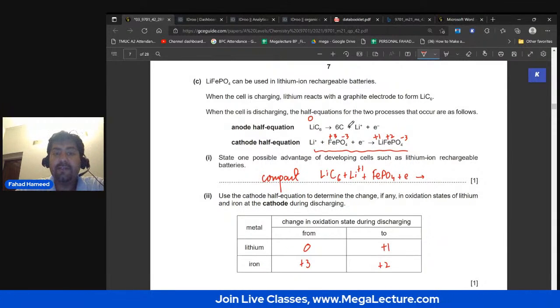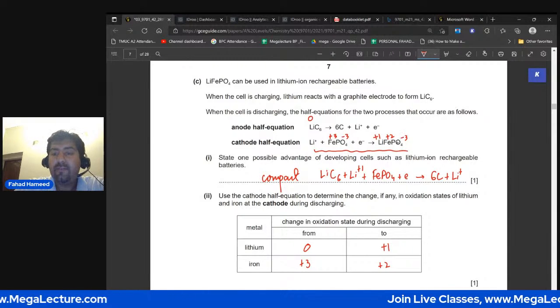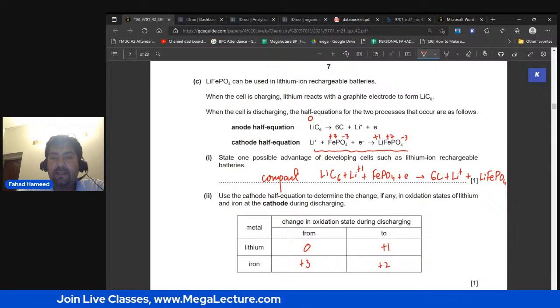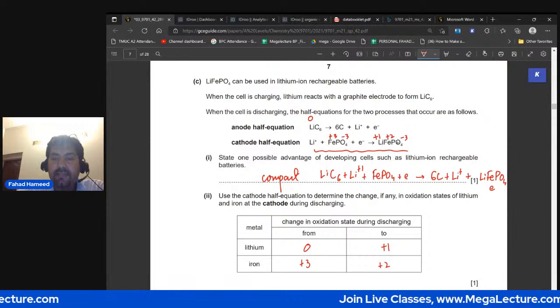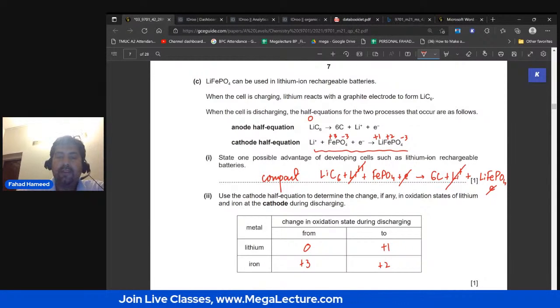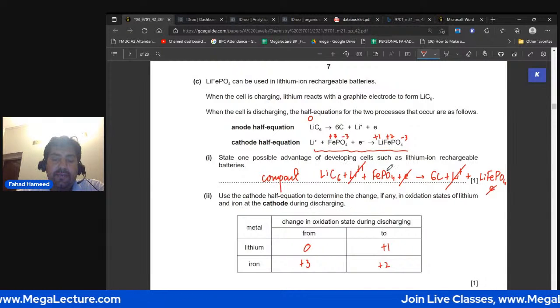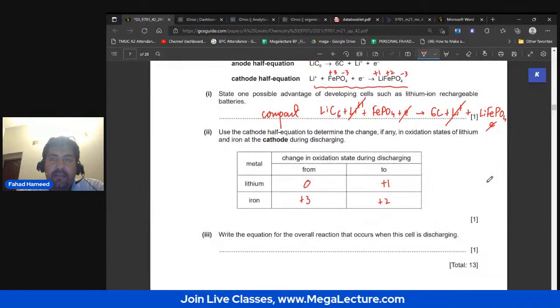And on the right-hand side, you have 6 carbons. You've got an Li, which is +1. And you've got LiFePO4. So LiFe and PO4. You're going to remove the terms which are common, and there's one electron being produced on the right side, so the electrons are going to get cancelled out, and the Li+ is also going to get cancelled out. So your leftover equation is going to be LiC6 plus FePO4, and it forms 6C plus LiFePO4. That's going to be your overall equation.